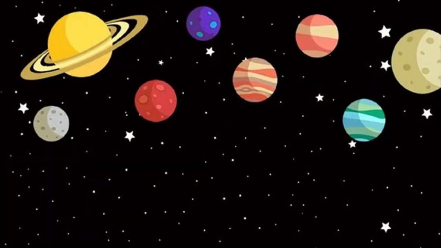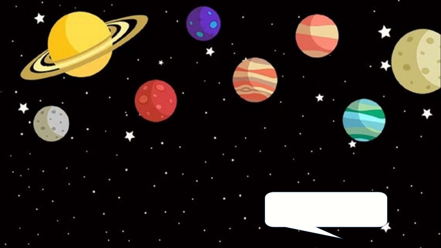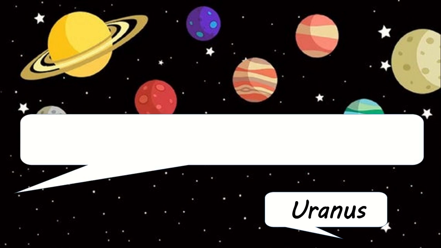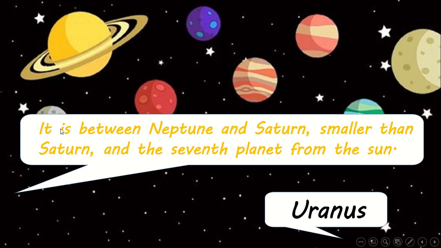Okay, now let's see this question. Wow, don't look at the answer. Look at the questions. It is between Neptune and Saturn, smaller than Saturn, and the seventh planet from the sun. Yes? Uranus, well done.